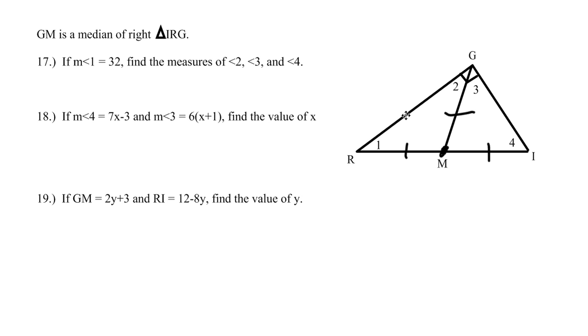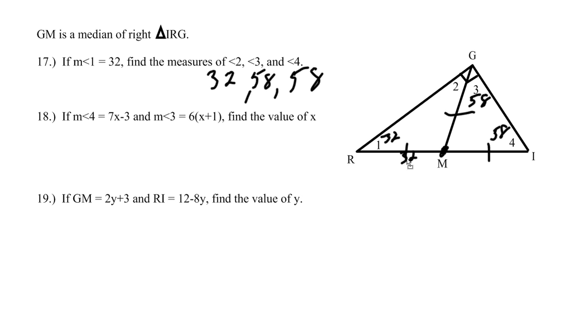17, angle 1 is 32. We're supposed to find 2, 3, and 4. Well, we have an isosceles triangle here, so the base angles are congruent. We have a right triangle here, so these two have to add up to 90. So we get 58 for angle 3. So it's 32, 58. And for angle 4, we have another isosceles triangle, so that's also 58. And we're done.